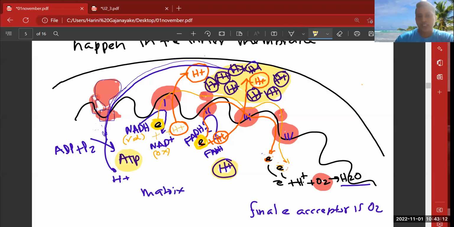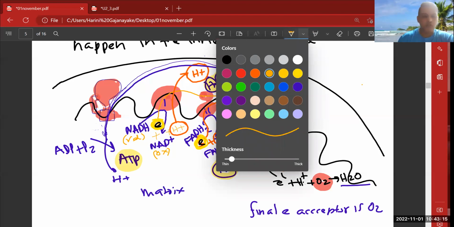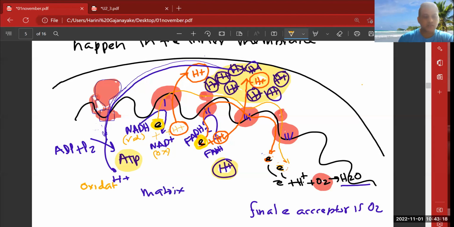Now this way of production of ATP is called oxidative phosphorylation. It is actually coupled with the electron transport chain. It is not a single reaction like in substrate level phosphorylation, where A converts to B, energy is released, and ATP is made. Here it is a complex process, a series of reactions, so we call it oxidative phosphorylation. In this way, ATP is produced inside the mitochondria.